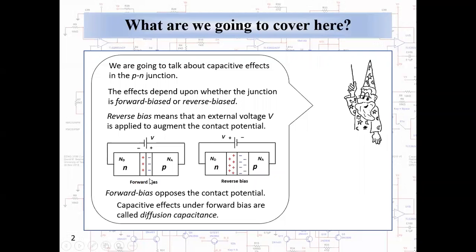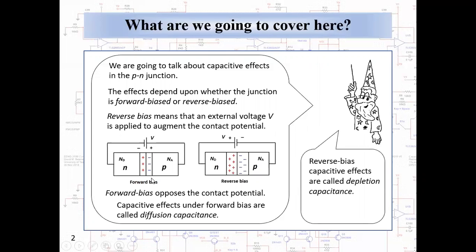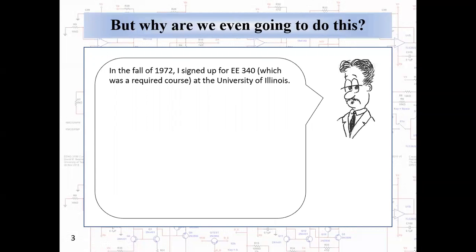Capacitive effects under forward bias are called diffusion capacitance, and capacitive effects under reverse bias are known as depletion capacitance, and today's presentation is going to concern itself with depletion capacitance. But why are we even going to do this? What's the purpose? Is it really important to a circuit designer to know the details of the inner workings of solid-state devices? Well, let me tell you a little of my own story.